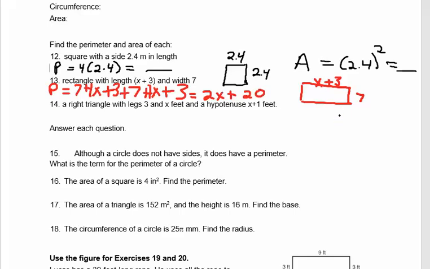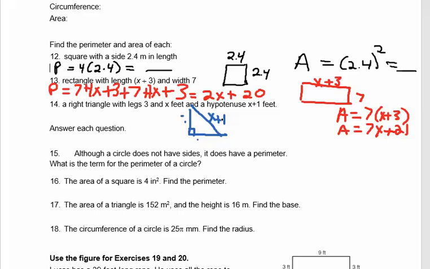For the area of number 13, you're going to just take 7 times x plus 3, and then just do the distributive property, and you'll get 7x plus 21. And that's your answer. Now, number 14 says a right triangle. That means that we have the legs. These are the legs of our right triangle, and this would be the hypotenuse. The hypotenuse is x plus 1. I have legs 3 and x.